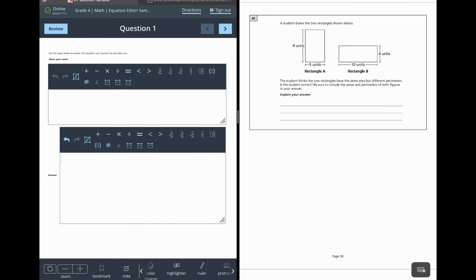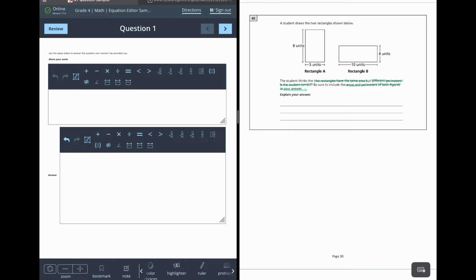Here's another one where we're gonna have to explain our work. It's a 2-point question, but watch how I can use my scrap paper to get my ideas down, and then what I type into the box to explain my answer. All right, a student draws 2 rectangles shown below. The student thinks the 2 rectangles have the same area but different perimeters. Is the student correct? Be sure to include the area and perimeter of both figures in your answer.